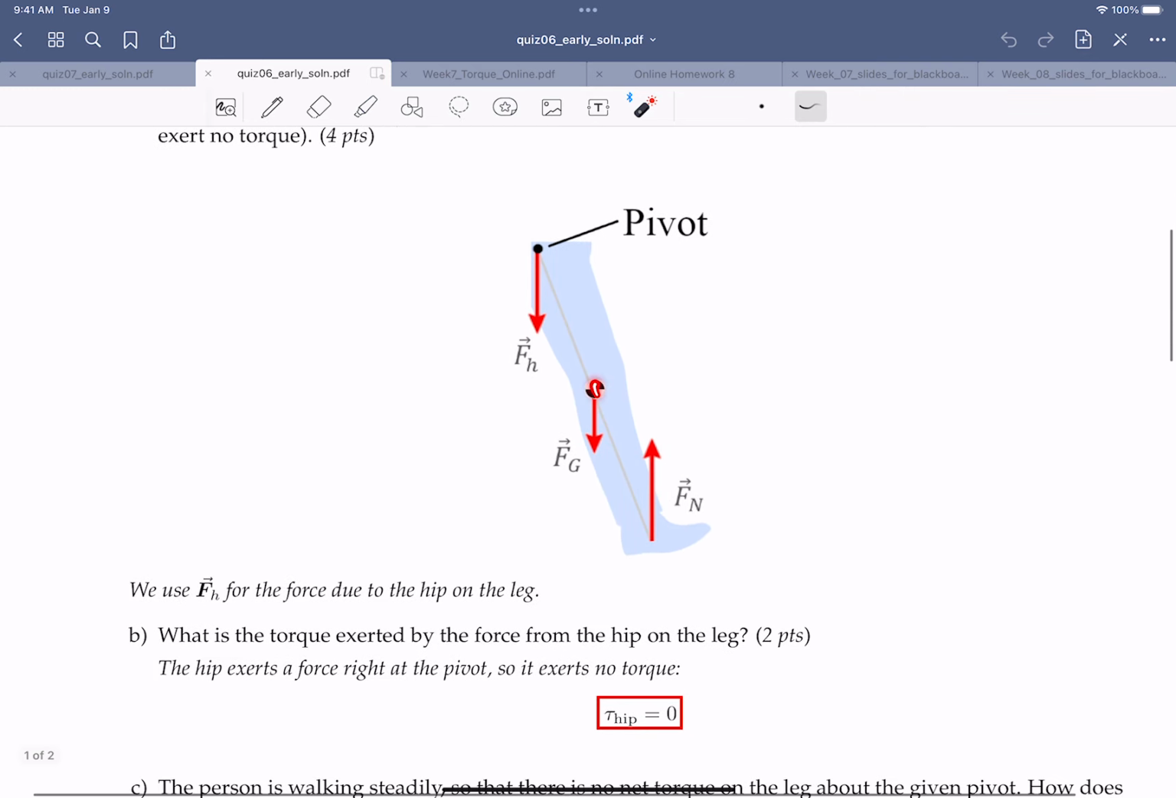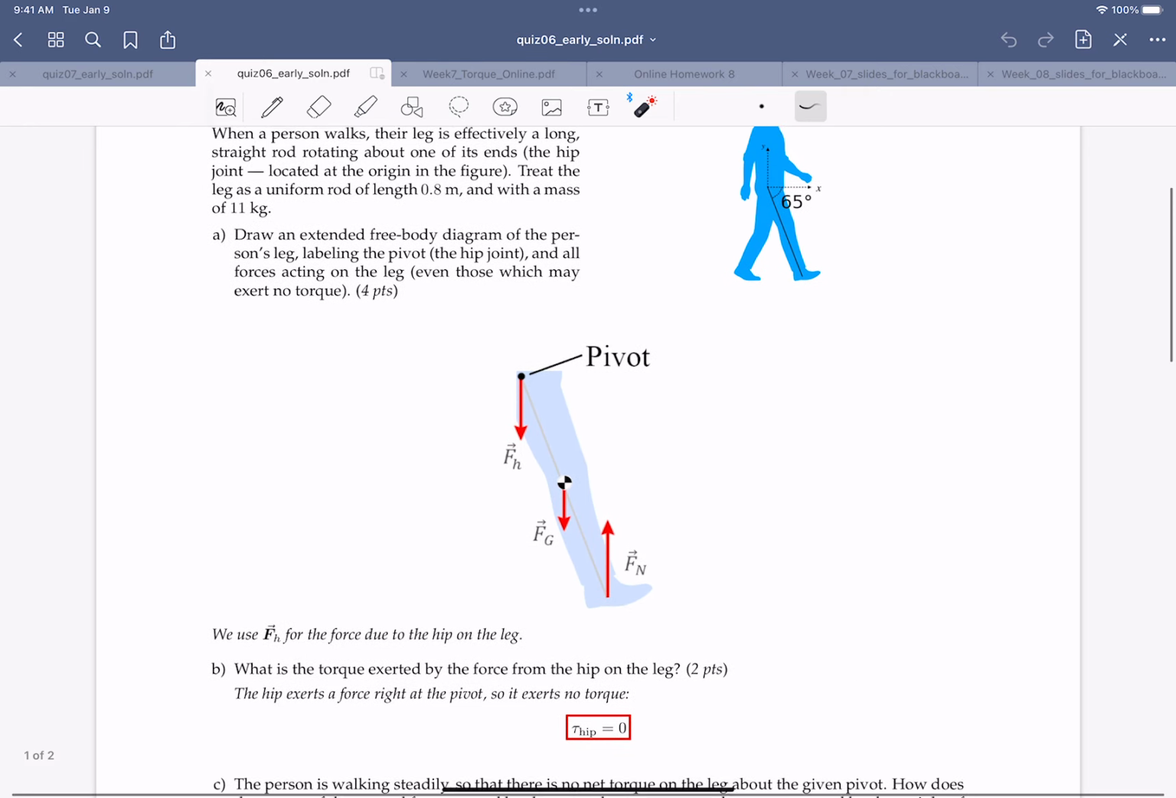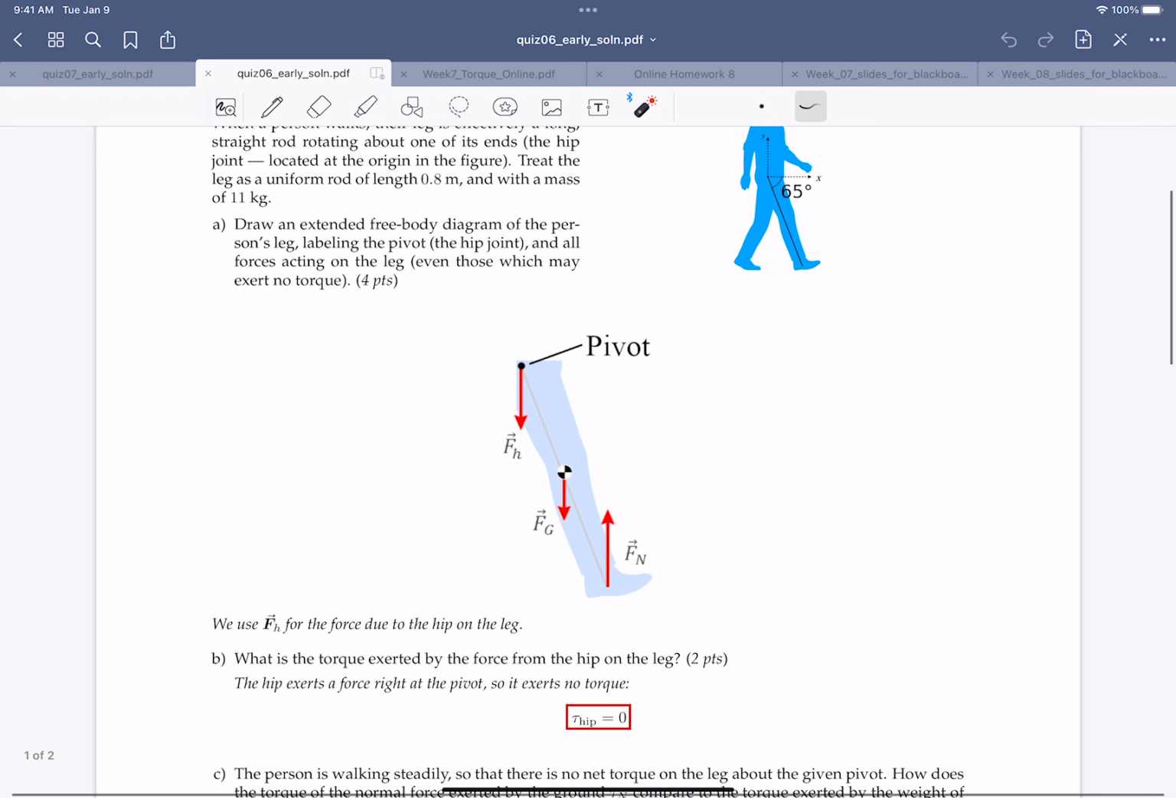Now, the force of gravity points straight downwards, right? That makes sense. But our feet are also in contact with the floor, so it only makes sense for there to be a normal force acting upwards as well. And then you have to consider, if there's a force of gravity and a normal force acting like this, are there any other forces that may exert no torque at all?